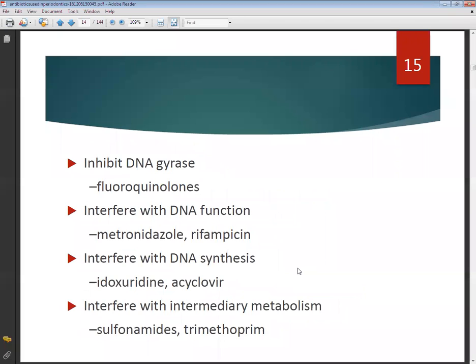Then there are some drugs that inhibit DNA gyrase. Example is fluoroquinolones. Interferes with DNA function, that is metronidazole. Metronidazole is a widely used drug in the treatment of periodontal disease. Its function is that it interferes with the DNA function of your cell or bacteria. Interfering with DNA synthesis are your antiviral drugs. Usually they interfere with DNA synthesis, and interfering with intermediary mechanism is sulfonamides. So example is sulfonamides.